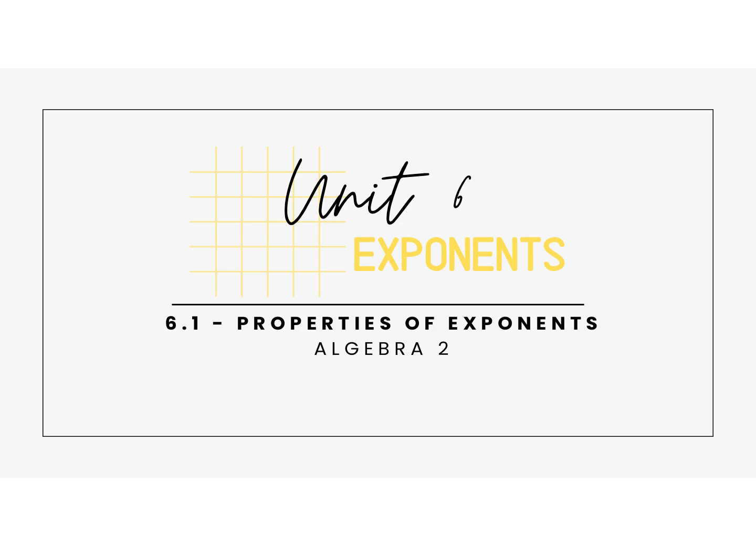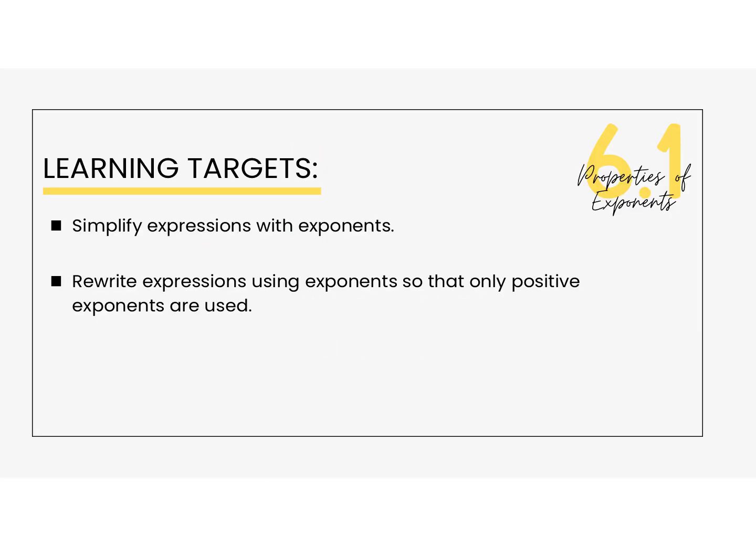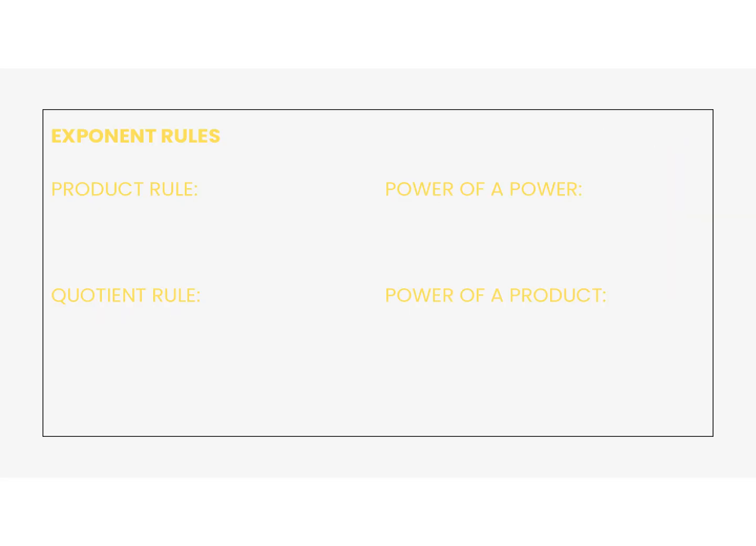All right, Unit 6, we're going to talk all about exponents. So 6.1 is just properties of exponents. We're going to simplify expressions and then rewrite expressions using exponents, so we only use positive exponents. So let's just dive into some of these rules that we're going to talk about.